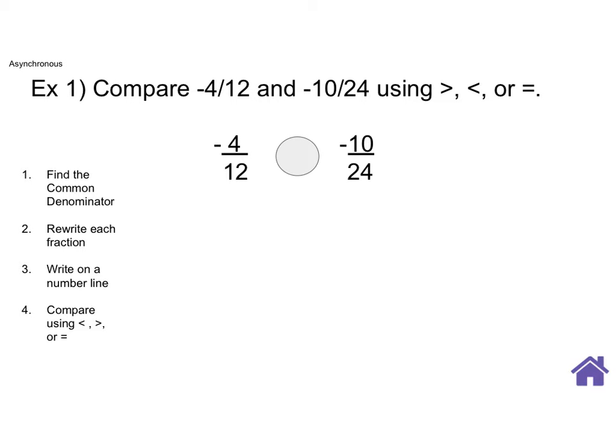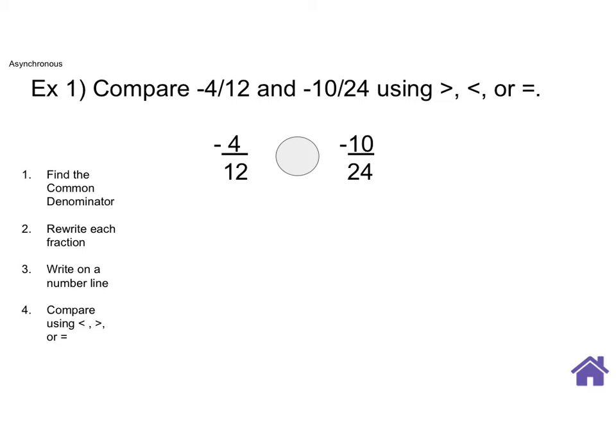For example 1, we're going to compare -4/12 and -10/24 using the greater than, less than, or equal sign. Now, we first need to make sure that we have the same thing that we're comparing. Do they have the same denominator? No, they don't. So the first thing that we need to do is to find a common denominator.